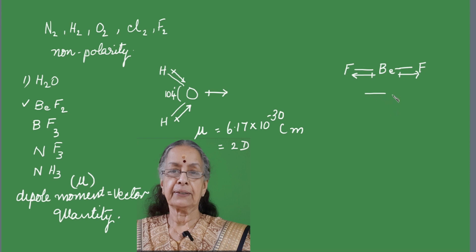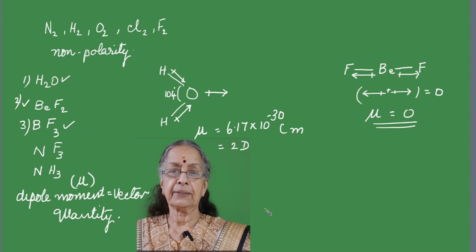The net dipole moment of the two equal but opposite dipole moments becomes equal to 0. So in the case of beryllium fluoride, the net dipole moment is 0. This is a favorite topic for examiners. Questions are asked from this topic. So this is the second one. Now the third one, we have done these two.